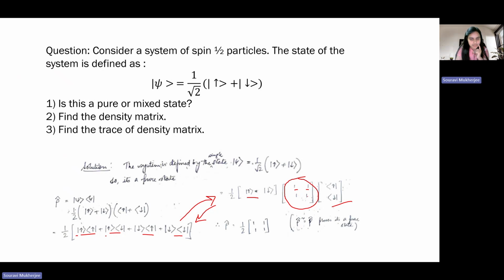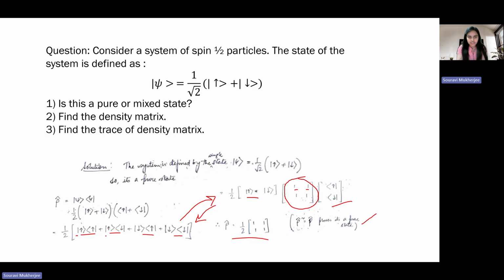And that's what also comes up here, right? So that means now what you can say is that my density matrix is defined as this matrix, half into 1, 1, 1, 1. Now what you can do is, once you find rho, you can actually find rho square and see if rho square is equal to rho. And you will see that rho square is equal to rho. So then it mathematically also proves that it's a pure state.